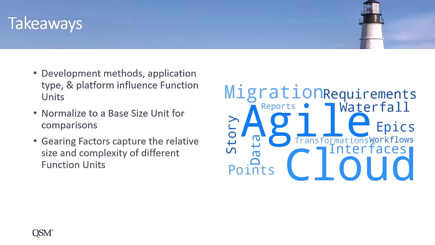Gearing factors capture the relative size and complexity of different function units and can easily be calculated from your completed project data by counting the number of epics, stories, and other function units and lines of code actually delivered. This is not just for agile methods. This approach works for requirements, data transformations, application interfaces, change requests, and more.